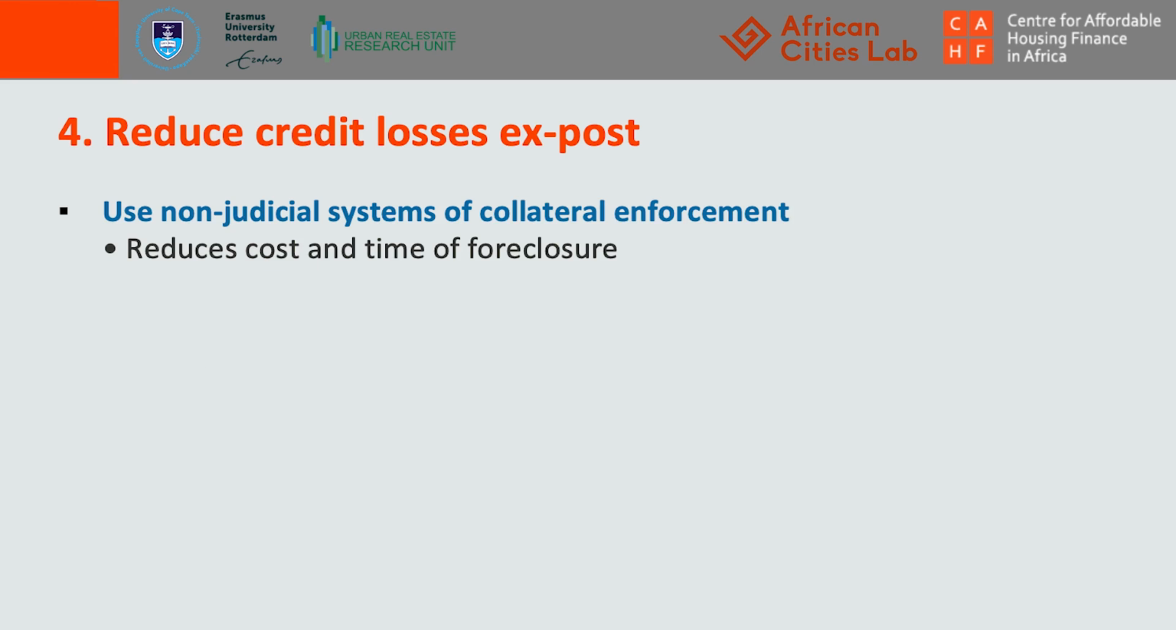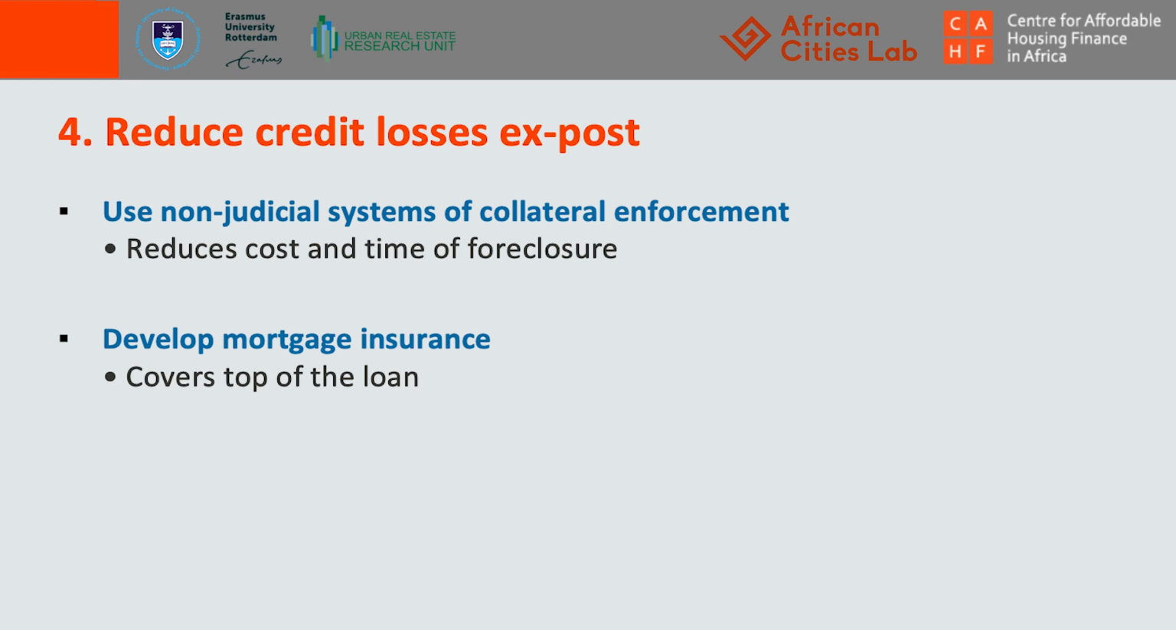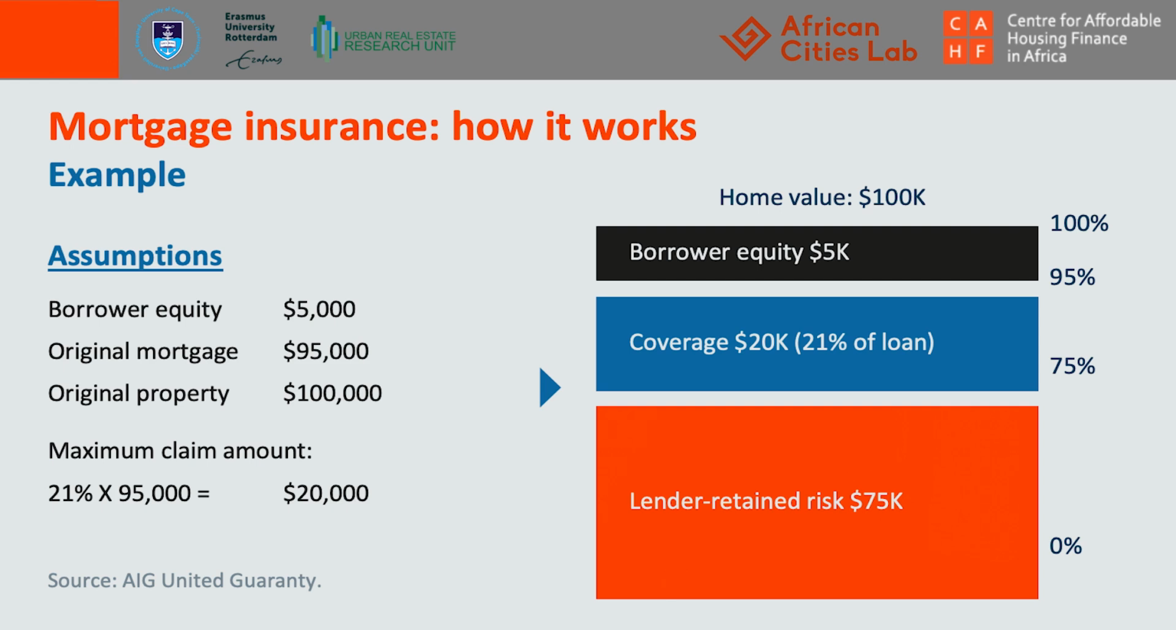Another frequently used mechanism to reduce credit losses is to develop public or public-private mortgage insurance or mortgage guarantees. Mortgage insurance typically covers the top of the loan, and since the risk is reduced, as shown in the visual, it should lower interest rates and reduce reserve requirements as well. Mortgage insurance allows for higher loan to value ratios also. However, it's always important to have the buyer pay a down payment, even a small down payment, so there is skin in the game by the consumer.